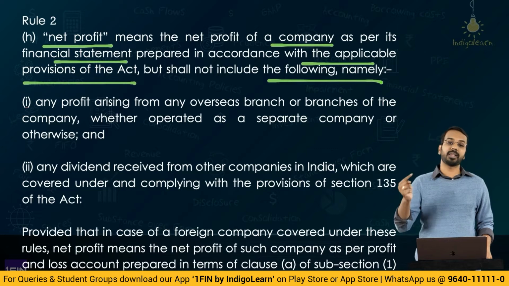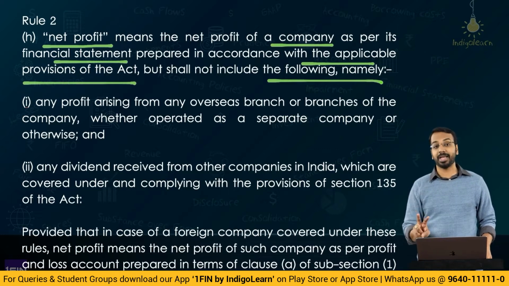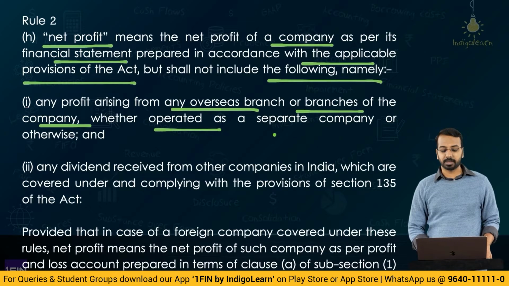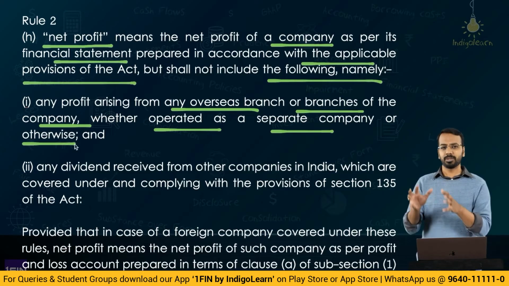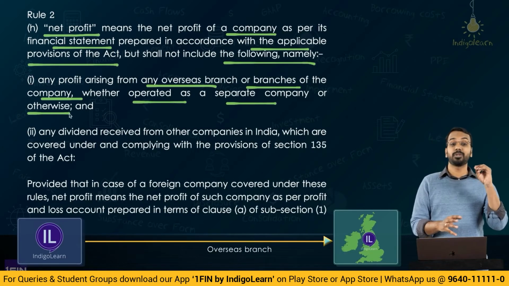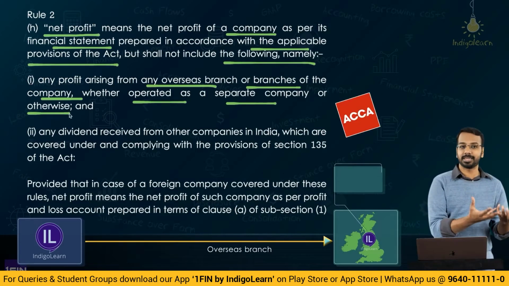So, when you get the financial statements of a company which is prepared according to the provisions of the Act, two items will be excluded. Number one, any profit arising from any overseas branch or branches of the company, whether operated as a separate company or otherwise. So, this talks about a case. Say for example, we are Indigolearn. Indigolearn has a branch in, say for example, UK. Now, we have a branch in UK where we deliver, say for example, ACCA classes.